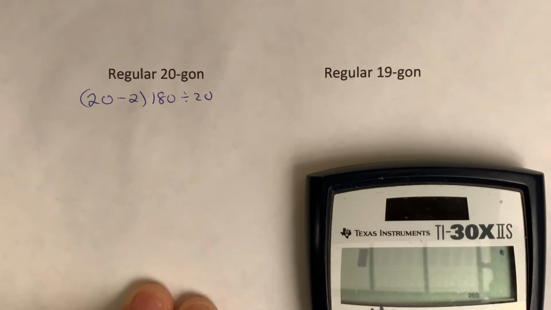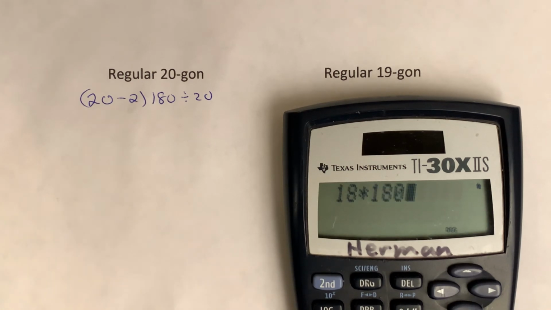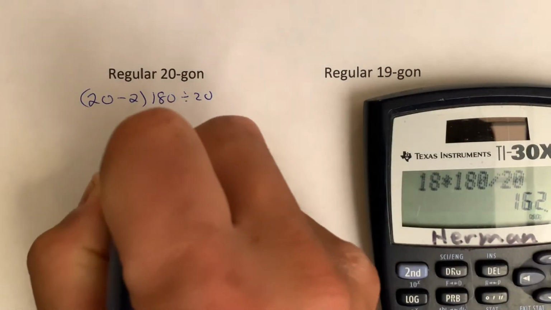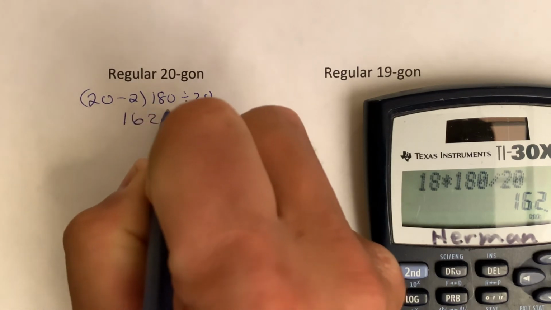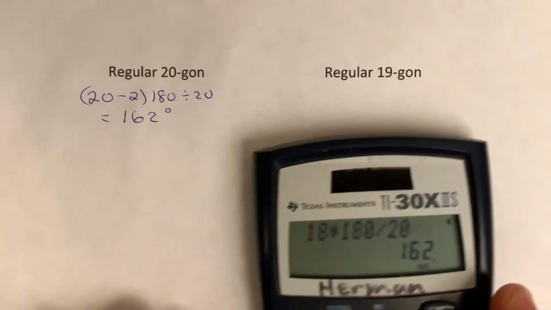So 20 minus 2, I'll just put in the 18. Let's see if we can go right there. So 18, and not put the parentheses in this time, because 20 minus 2 equals 18, times 180 divided by 20. Yeah, no decimal for that one. 162. So each angle is 162 degrees, each interior angle of that regular polygon.